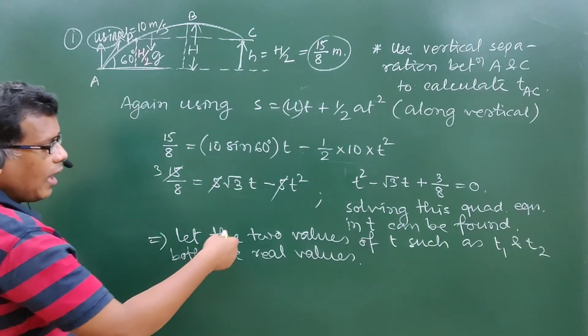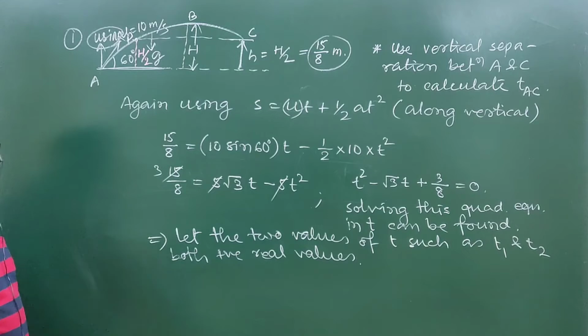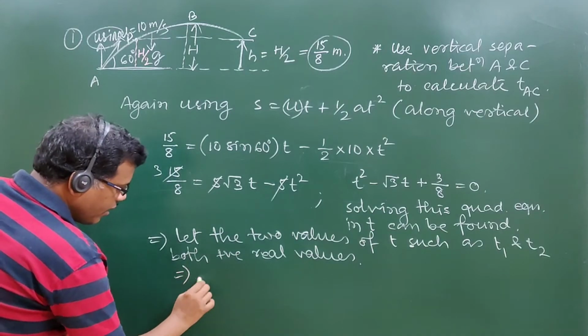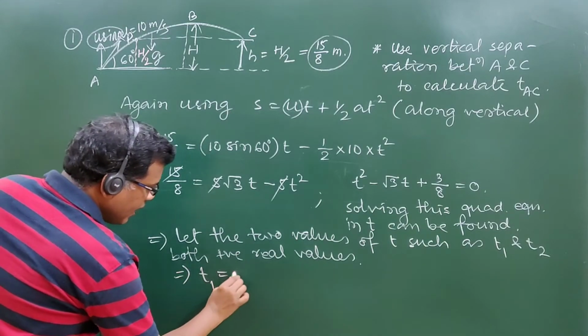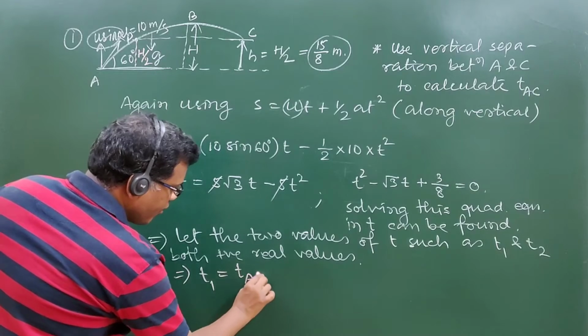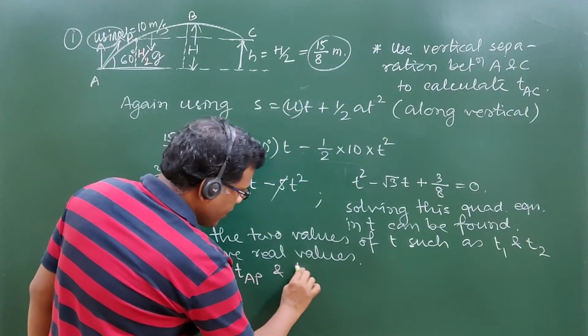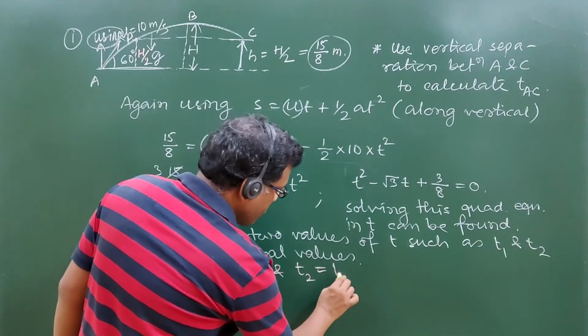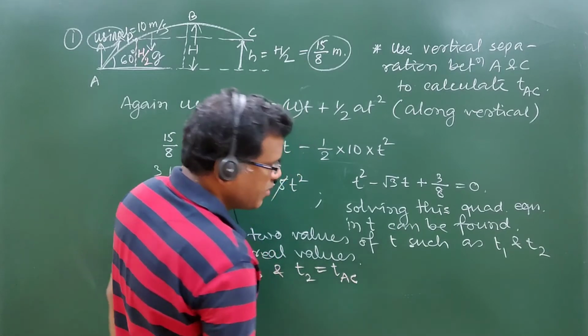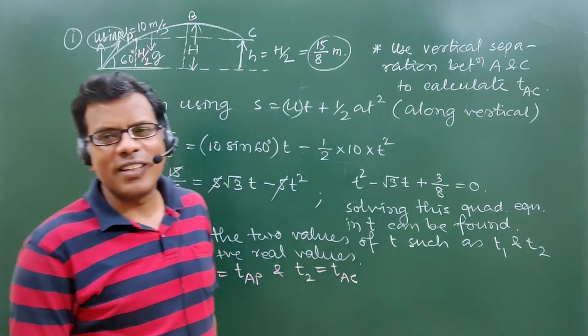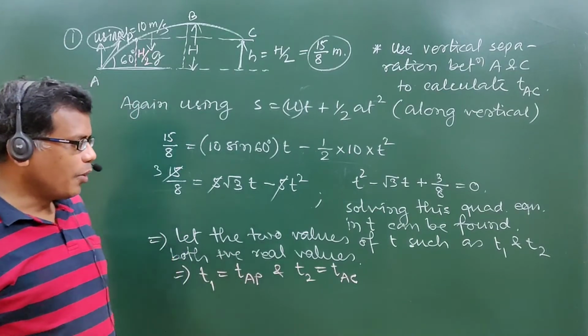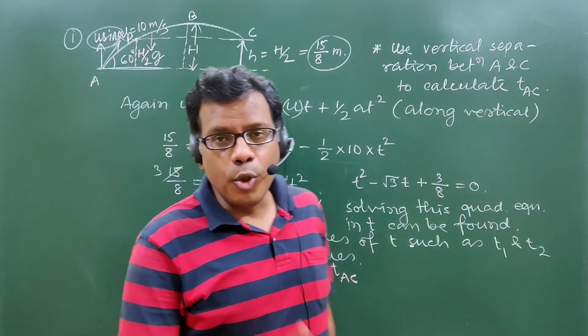So that's why out of two values t1 and t2, the smaller one, t1 for example, will be the time of journey from A to P, and the bigger value of t, t2, will be the time of journey from A to C. Got my point? I hope you have got this one.